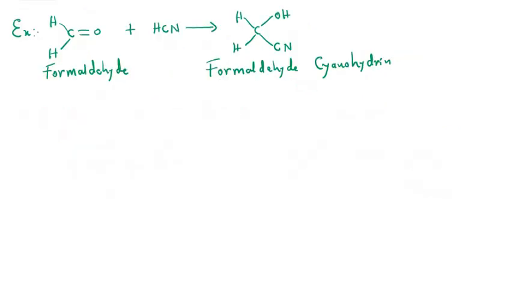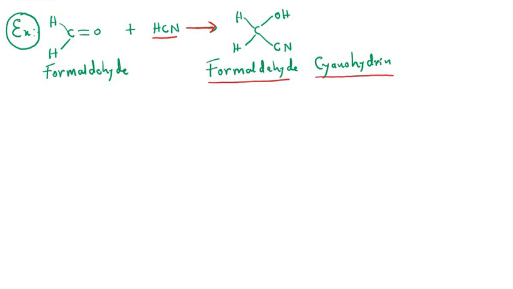So we have to learn examples one by one, students: formaldehyde, acetaldehyde, benzaldehyde, and ketones, one an aliphatic ketone and the other an aromatic ketone. Initially we are going with formaldehyde. This is the first example. Formaldehyde, when treated with hydrogen cyanide, gives an addition product called formaldehyde cyanohydrin. Is it clear, students?